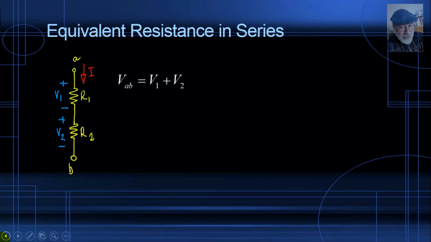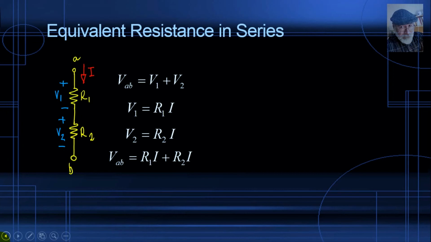That is KVL. We can write it. VAB is V1 plus V2. Node A is higher than B by V1 plus V2. But who is V1? Well, V1 is the voltage produced by the current in the resistor according to Ohm's law. That voltage is proportional to the current according to R1. And something similar can be said about V2. Agree? So we substitute those two expressions in the formula at the top and say the total voltage drop in the branch is the sum.